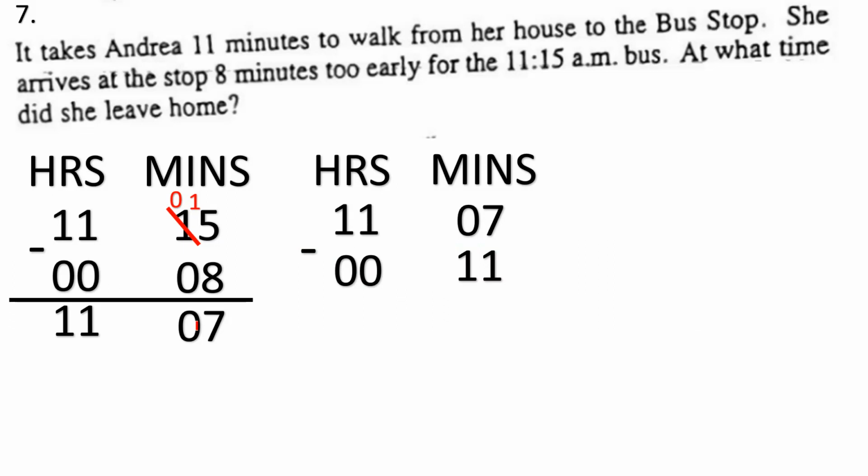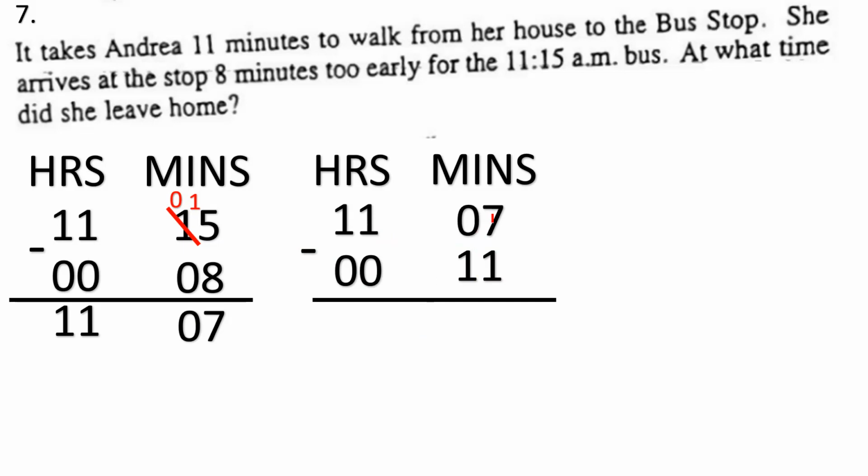So she arrived at the bus stop at 11:07, but that's the time that she arrived at the bus stop. It took her 11 minutes to get to the bus stop. And so let's take away that 11 minutes to figure out what time she left home. So this is going to be 11:07 minus 11 minutes.